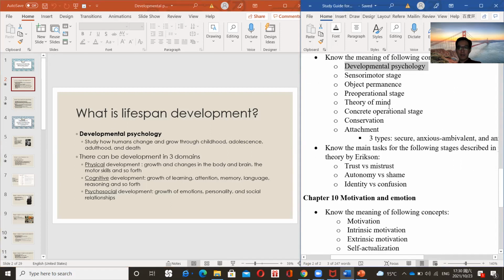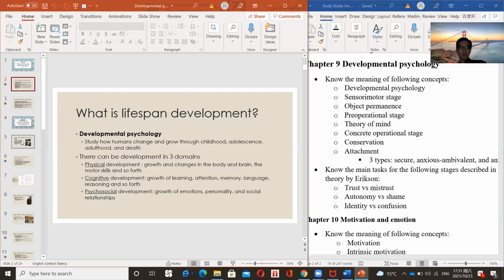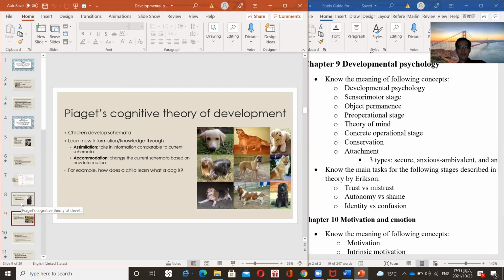And the next parts, these 6 concepts, are all from one theory. That is Piaget's cognitive theory of development. This theory is very important for us to know about children's development, cognitive development.